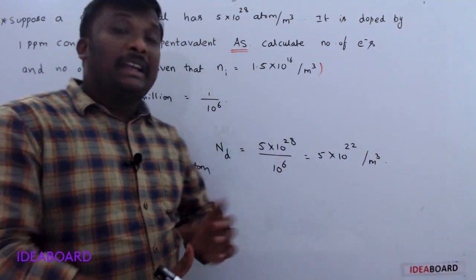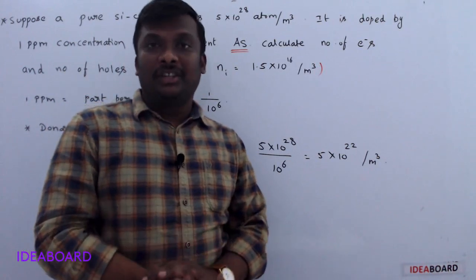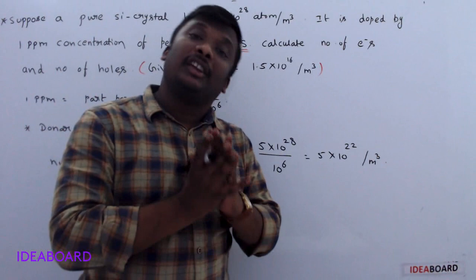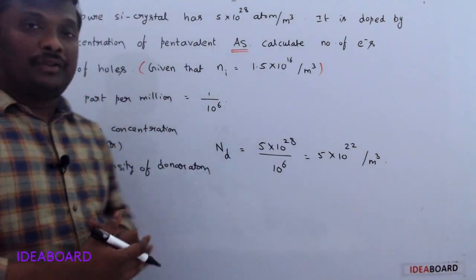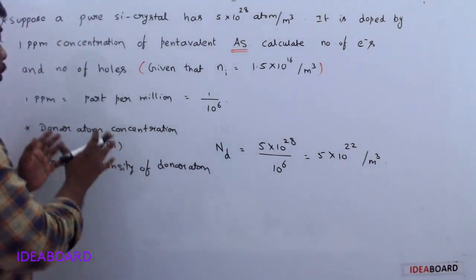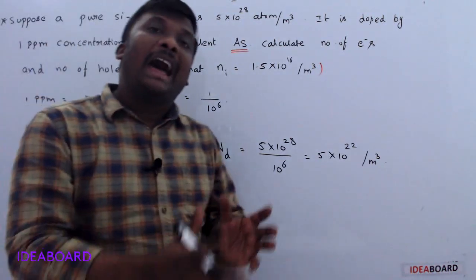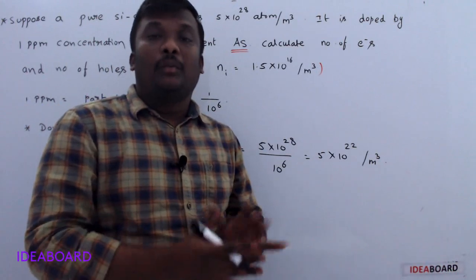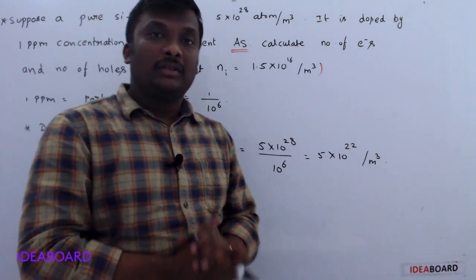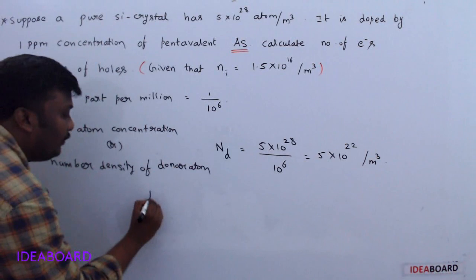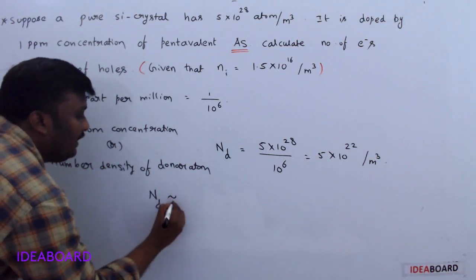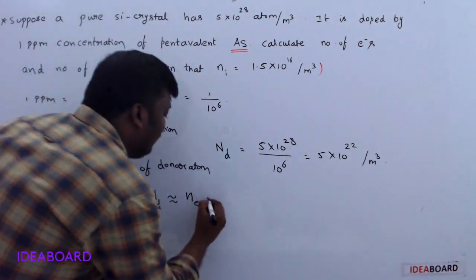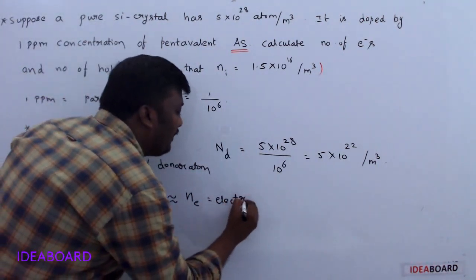In an n-type semiconductor, we particularly mention that the larger number of free electrons is mainly due to the doping concentration. That means based on how many donor atoms you added to the pure semiconductor, that many more free electrons are available. So here the Nd value is nearly equal to Ne. Ne is nothing but the electron concentration.